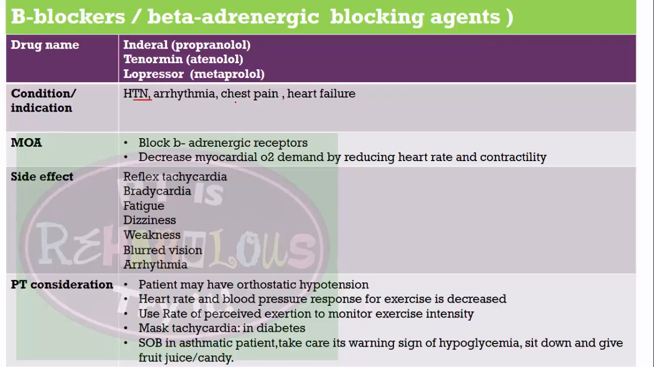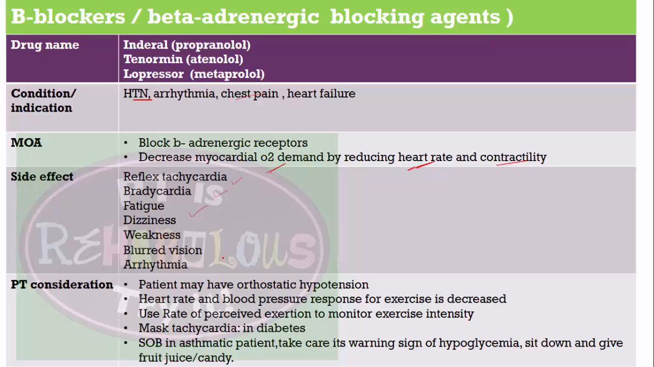For anginal pain or chest pain, there is increased myocardial oxygen supply and decreased demand, and mostly the patient is having infarction, so at that time an ST elevation MI is there. So by decreasing your contractility and decreasing your heart rate, it will supply more oxygen, so that causes decreased chest pain. Most patients have reflex tachycardia, bradycardia and dizziness. Other side effects are fatigue, weakness, blurred vision and arrhythmia.